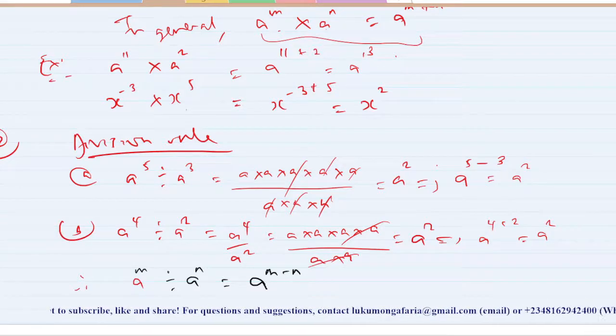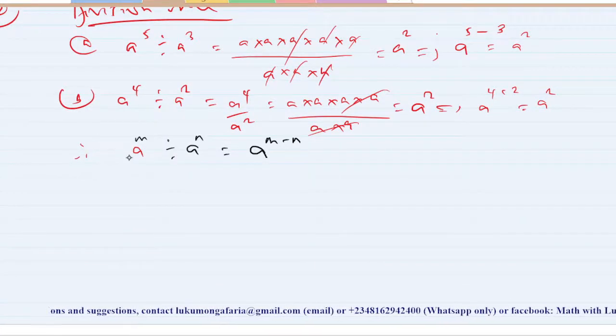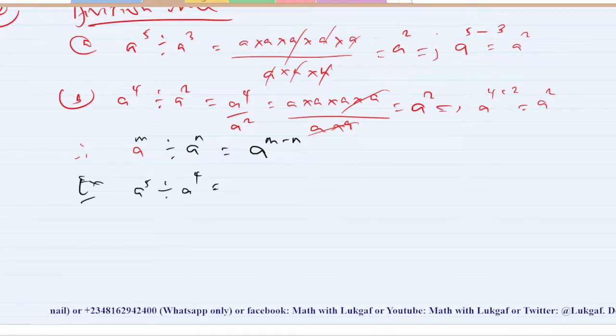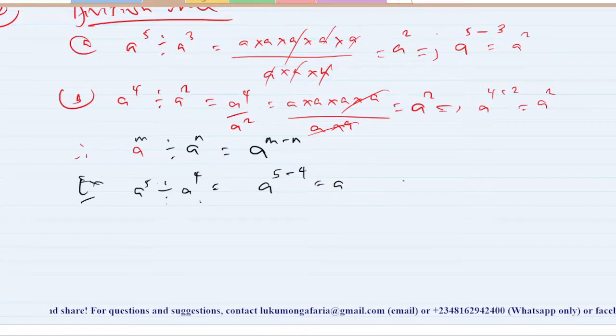So let me give you an example to back it up. Example, let's say I have a raised power 5 divided by a raised power 4. That is very simple. You don't need to multiply a by itself 5 times here since they have the same base, just that the index is different and you have to divide them, and you are going to have a raised power 5 minus 4. That's a raised power 1, which is a.